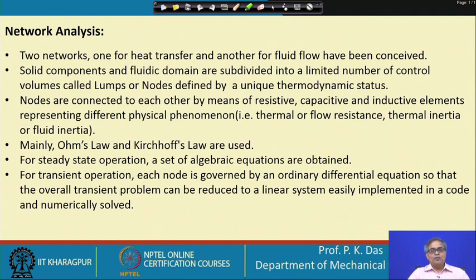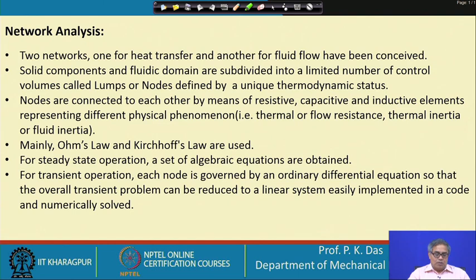Two laws of electrical network analysis are very often used. One is Ohm's law and another is Kirchhoff's law. So, these two laws are very commonly used for the analysis of such kind of network. For steady state operation, a set of algebraic equations are obtained. So, if it is a steady state operation, obviously we will get an algebraic set of equations.